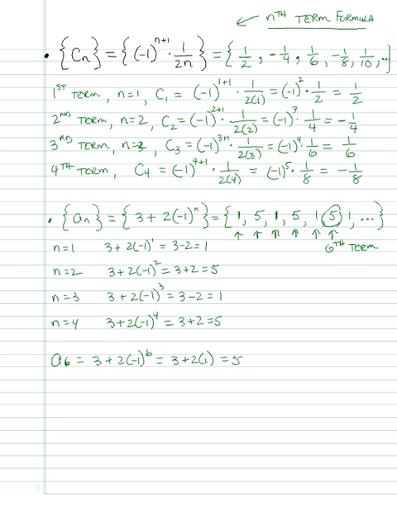Now, on the next page, we're going to change strategies a bit. Here we've been given the nth term formula. We've been given a formula, and we've listed several terms in the sequence that that formula defines. Now we're going to try to turn that around. We're going to be given a list of numbers. That is, we're going to be given a sequence, and we want to determine what the nth term formula would be. And that's a little more difficult. We'll set this up on the next page.